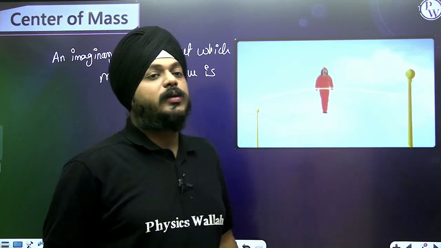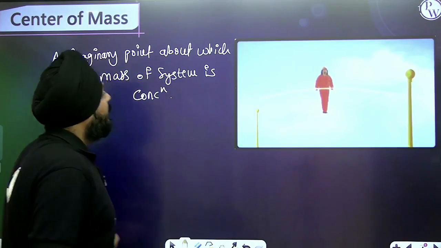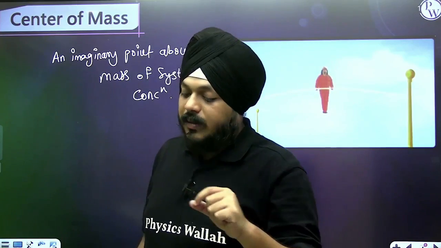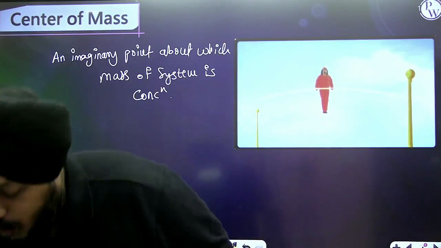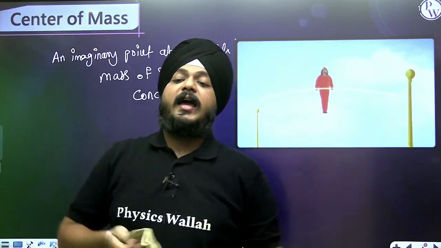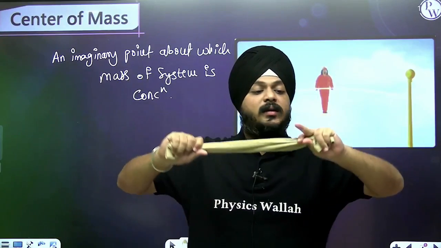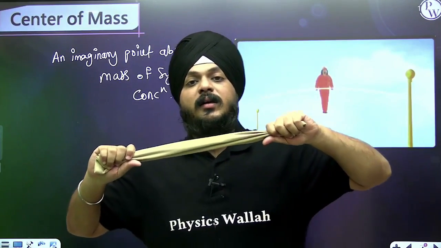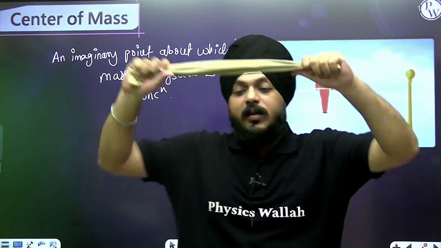Now, let's move on to the center of mass. It is an imaginary point about which the mass of the system is concentrated. I'm going to give you all one point. In the entire system, there exists a point.